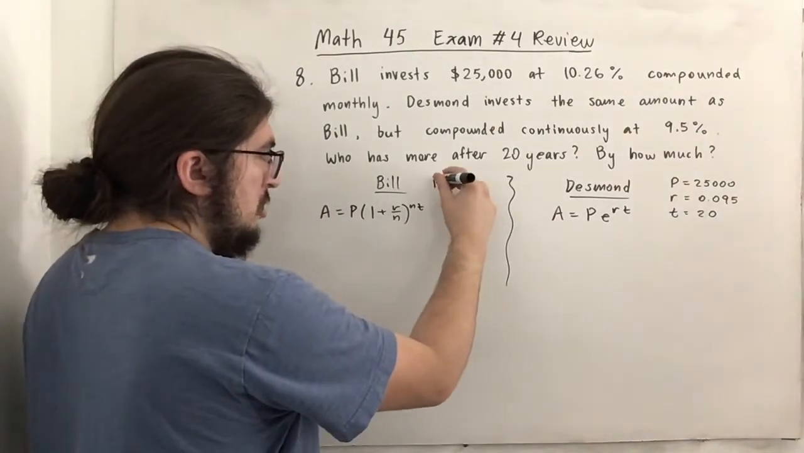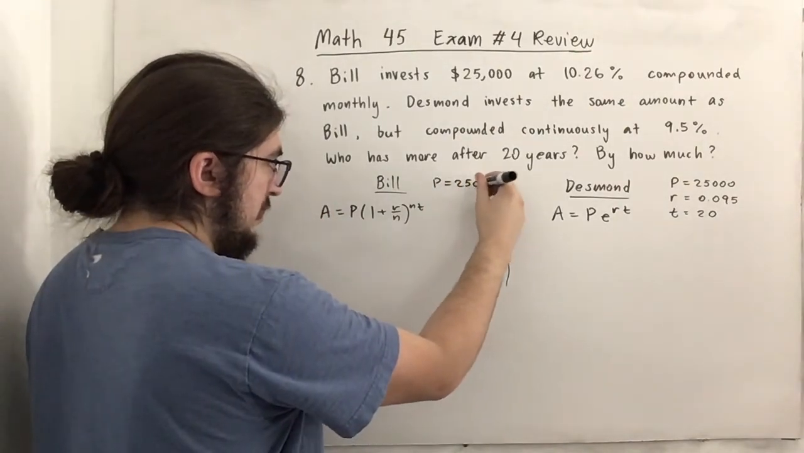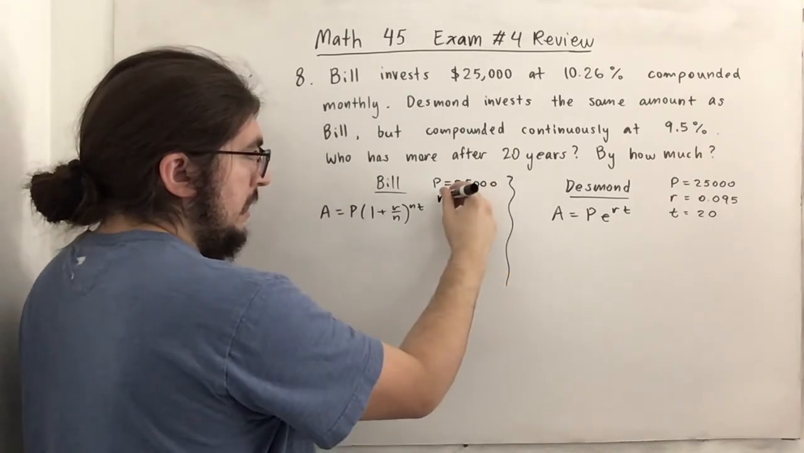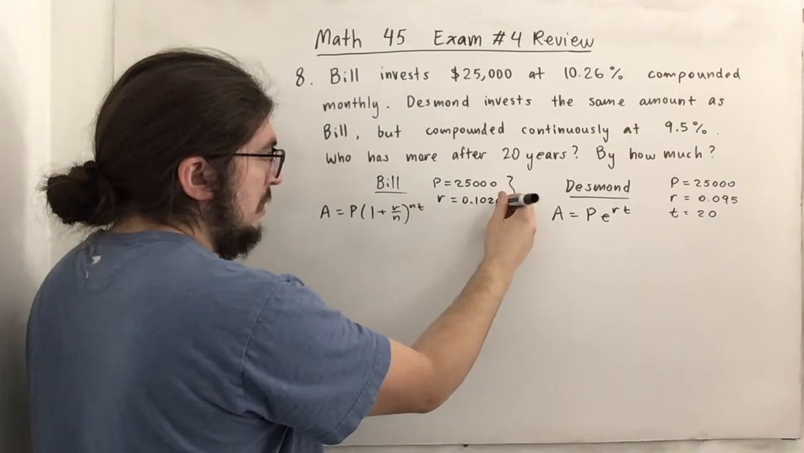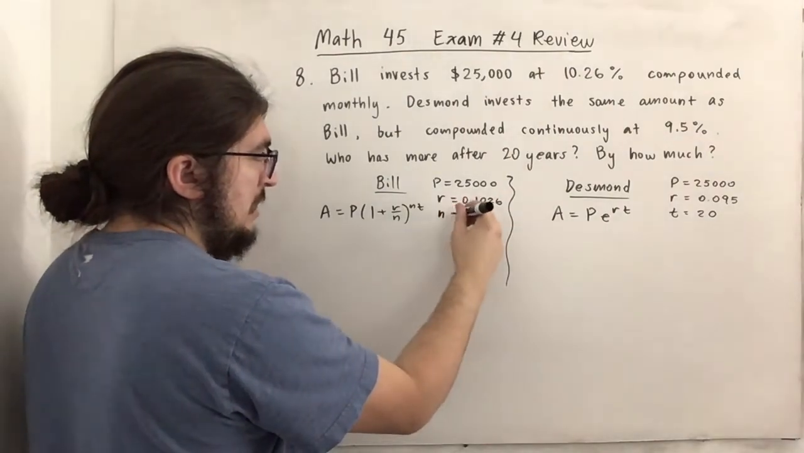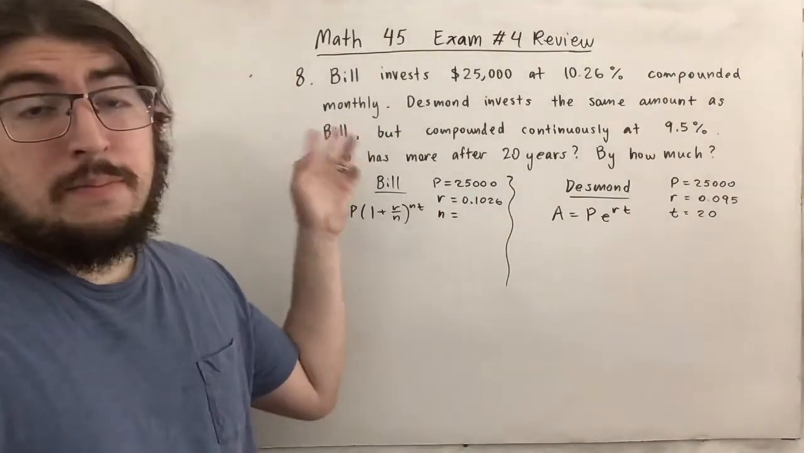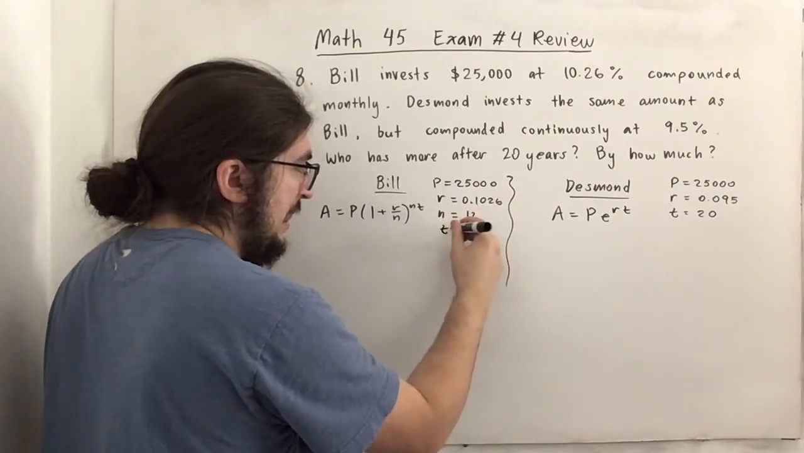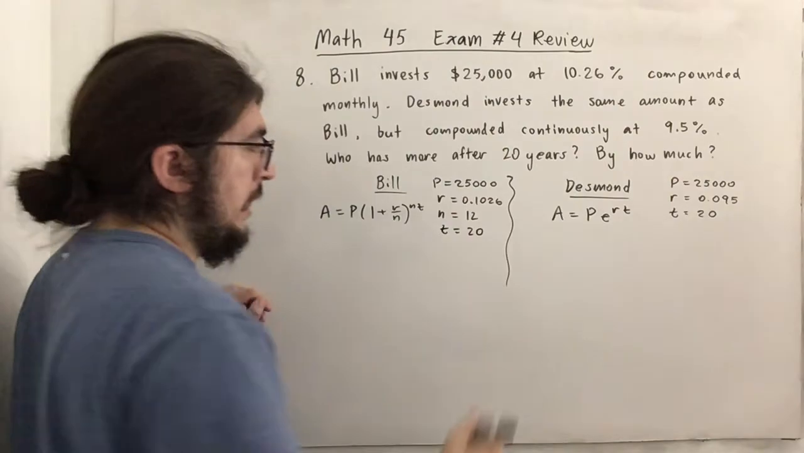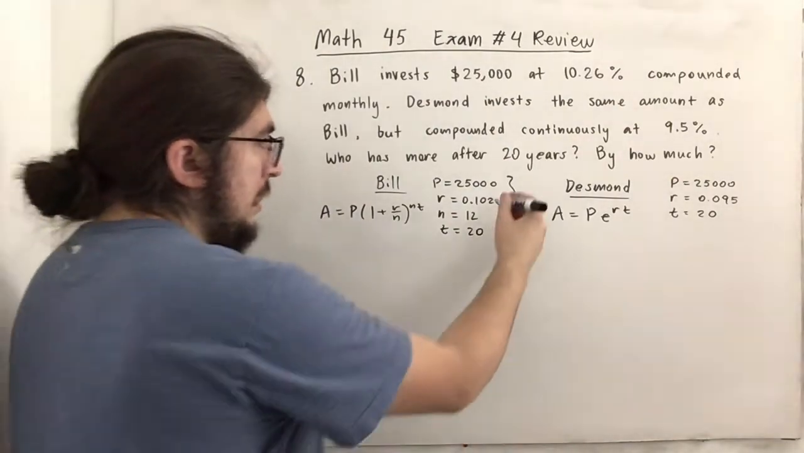So P is the initial amount, which is again still 25,000. R is a different rate. In decimal, it's 0.1026. N is the amount of times compounded per year. It's compounded monthly, which is 12 times per year. And T is the same amount of years that pass, which are 20. So I'm going to plug these in and see what I get.